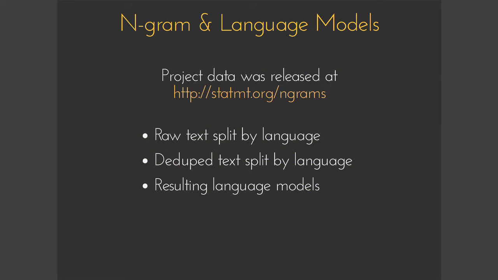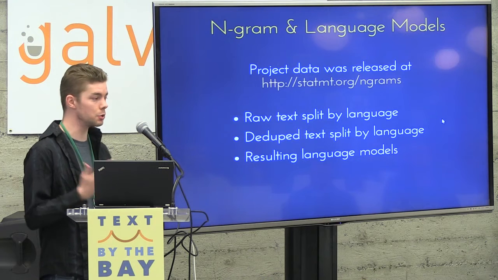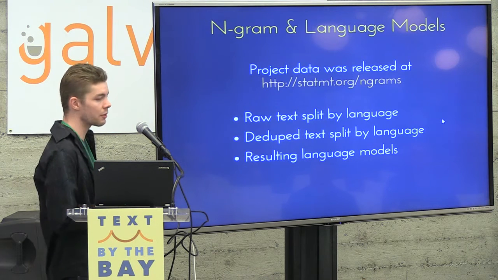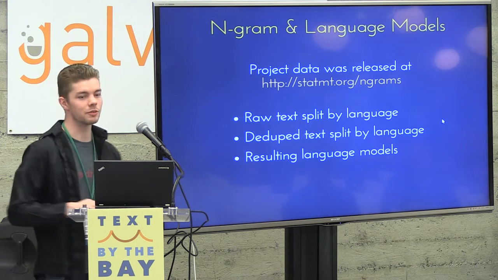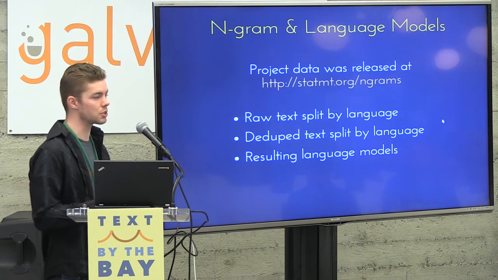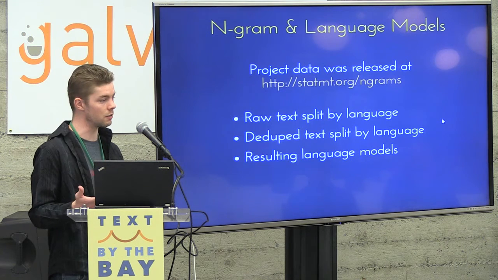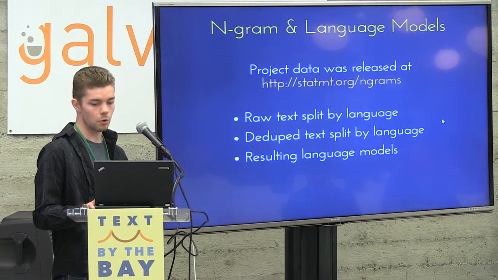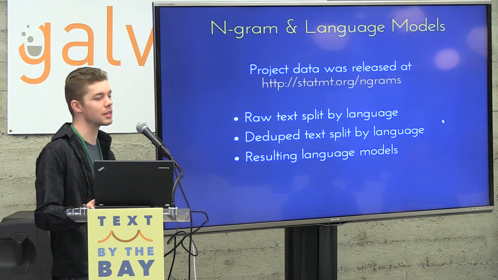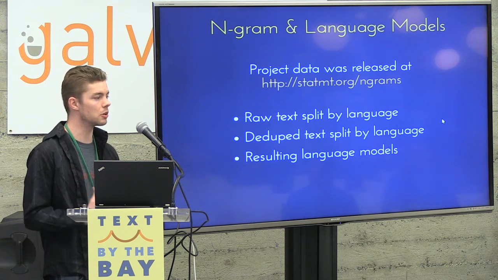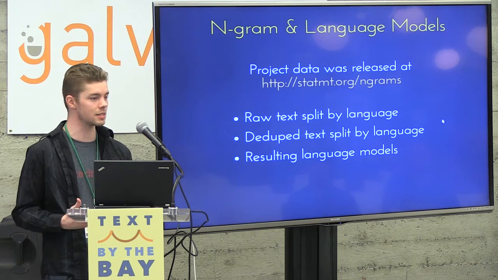The great thing about this is all of this project data was actually released at statmt.org/ngrams. You can go ahead and download either the raw text split by language, the deduped text split by language, or the resulting language models themselves. So if you have a task that you want to use, here are 3 different ways of using it, and you don't even have to touch Common Crawl. A lot of the work has already been done for you. This work is actually being used in a number of different papers from this point on. So this is one of the great things that we see. A lot of people who actually build on Common Crawl end up releasing the data sets that they produce back into the wild.